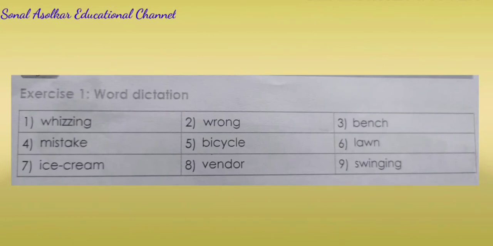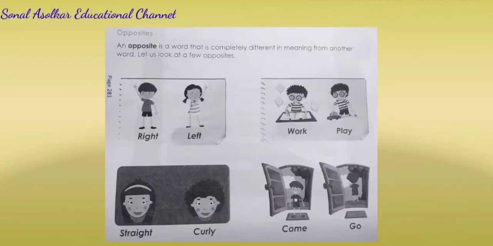Exercise 1, word dictation. Whizzing, wrong, bench, mistake, bicycle, lawn, ice cream, vendor, swinging. Complete this chart as it is. Then the next part is on vocabulary, opposites.